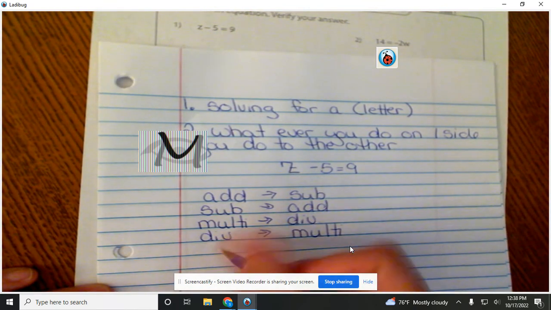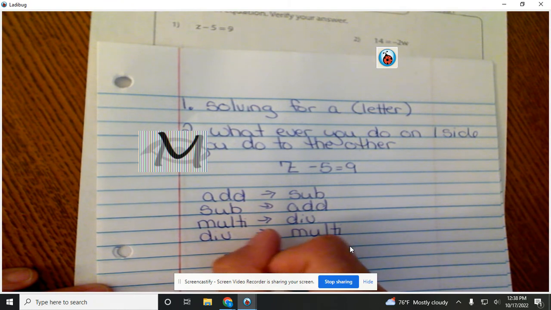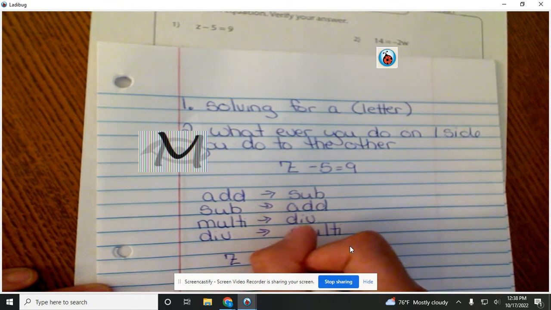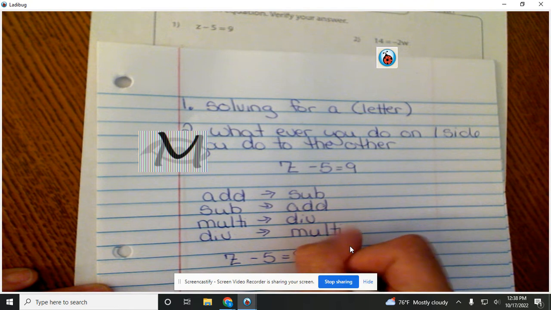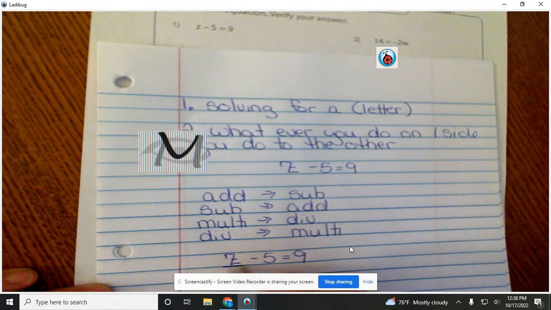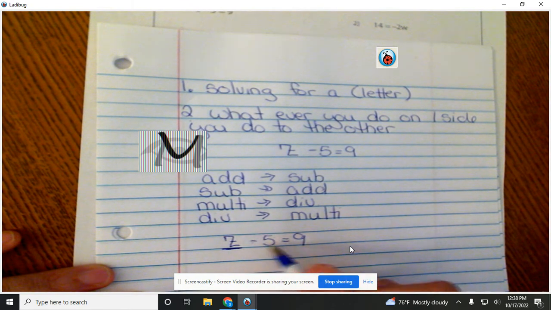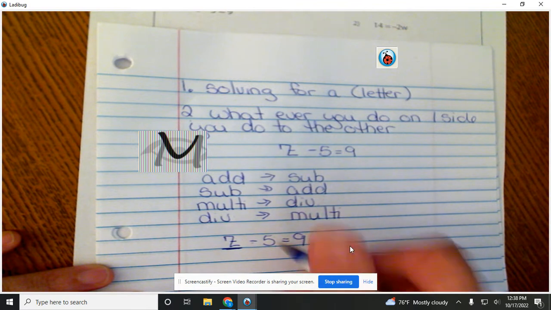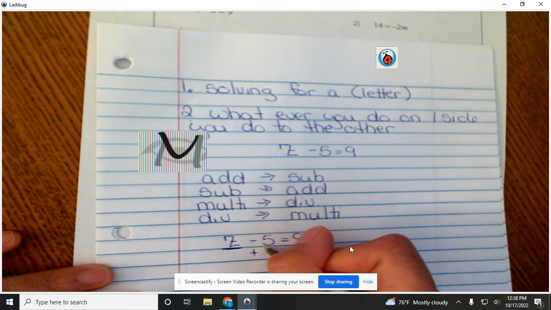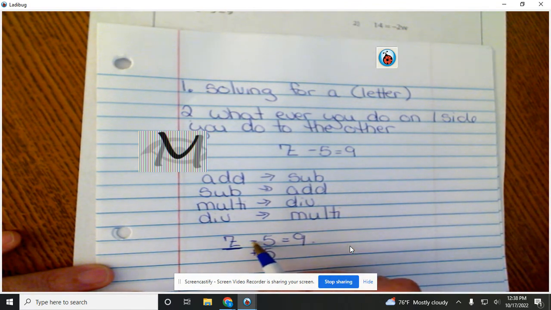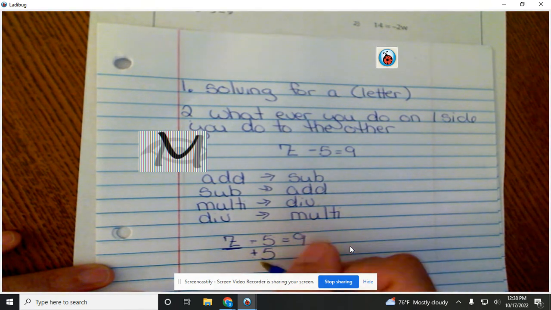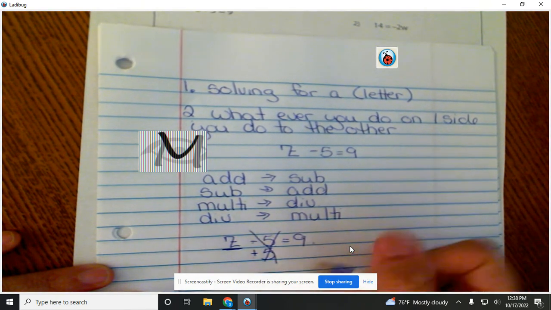So we're going to go back to our z minus 5 equals 9. So we want to get z by itself. So how are we going to get minus 5 to the other side? Well, if we look back up here, subtraction, the opposite is going to be addition. All right? So we're going to add 5 over here, because if you go in your calculator and do minus 5 plus 5, it's going to cancel it out or give you a 0.